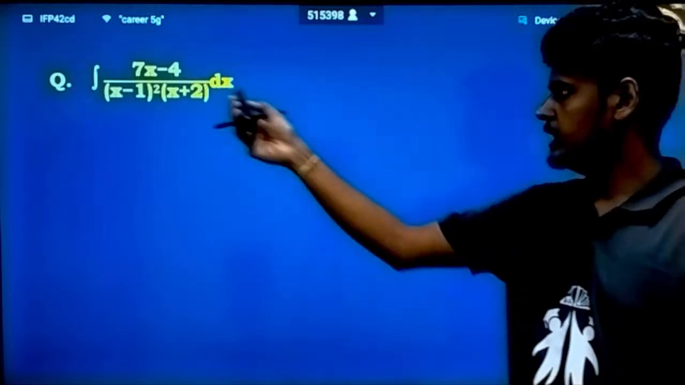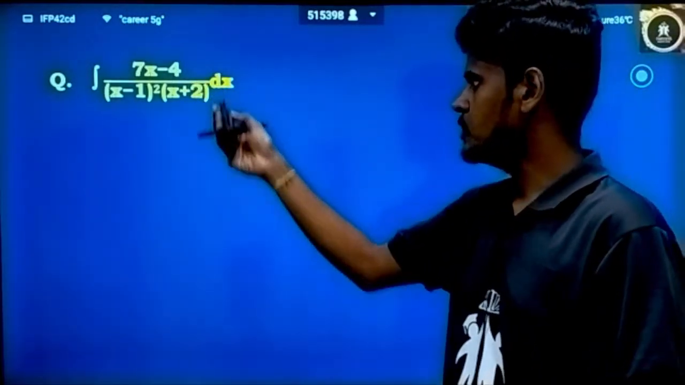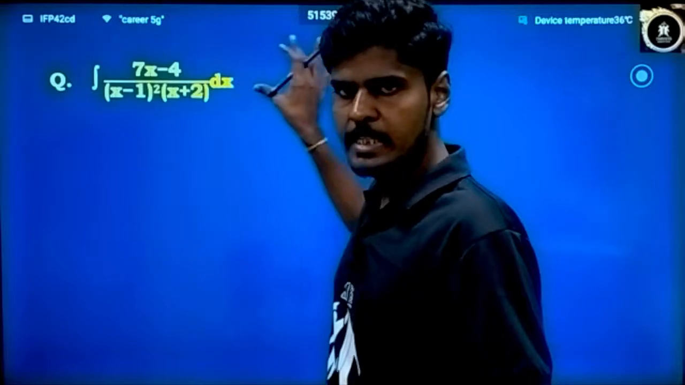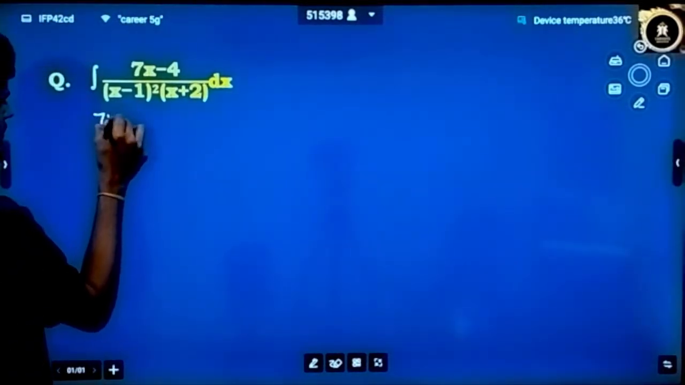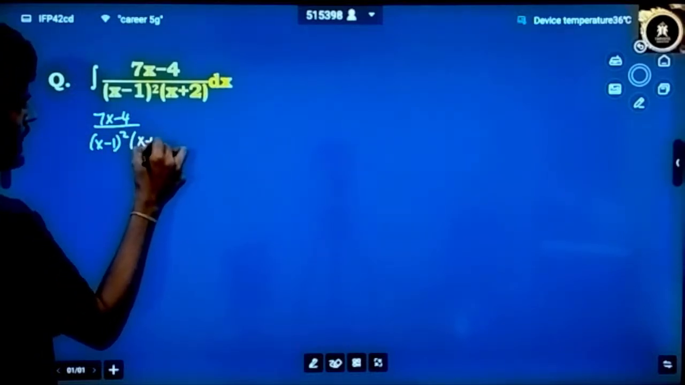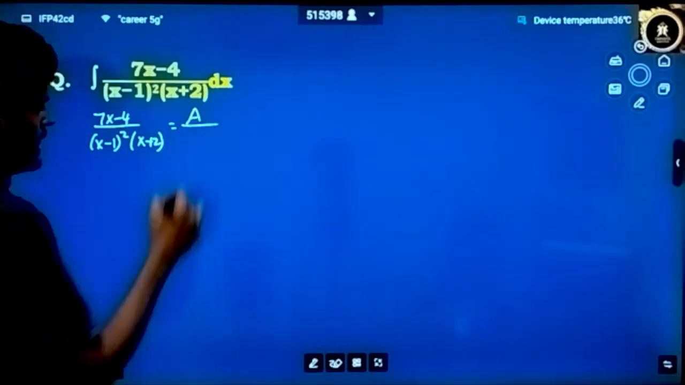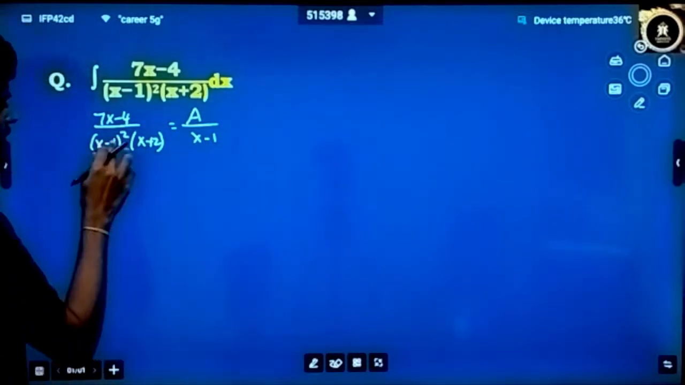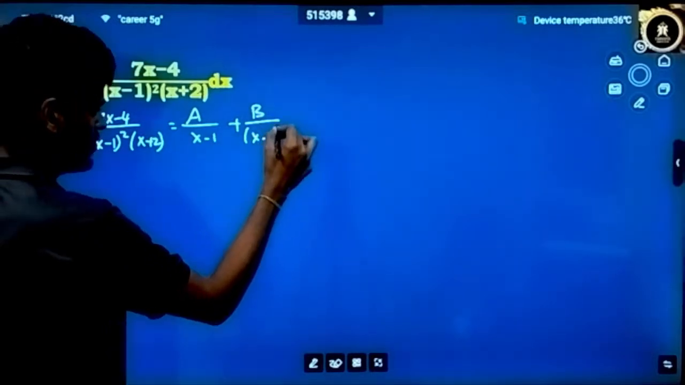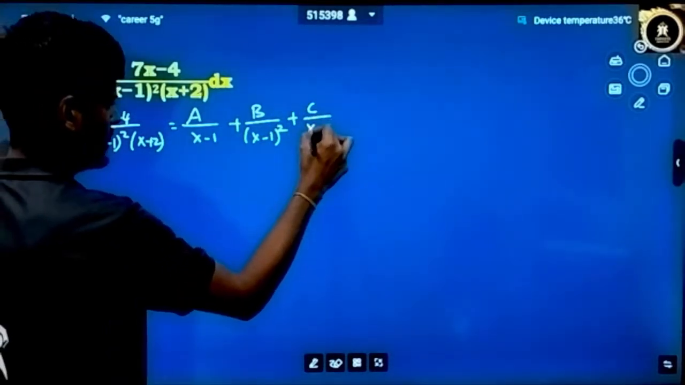Next question is integral of 7x minus 4 by x minus 1 whole square into x plus 2. Now we will first find the values of a, b. How to first write this in terms of partial fraction? This term, 7x minus 4 divided by x minus 1 whole square into x plus 2, can be written as first a divided by x minus 1. Here the factor is repeating, that means we will write plus b divided by x minus 1 whole square plus c divided by x minus 2.